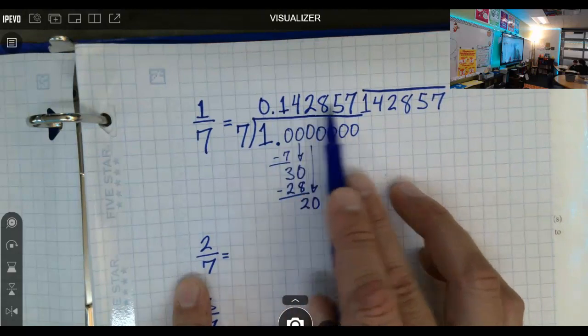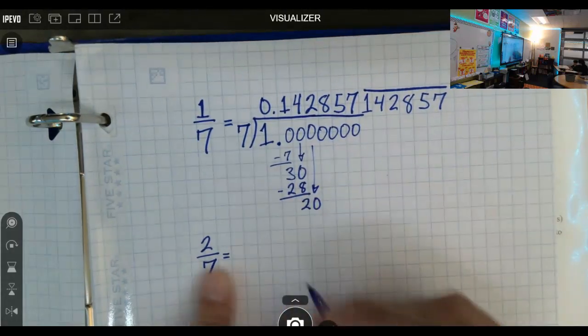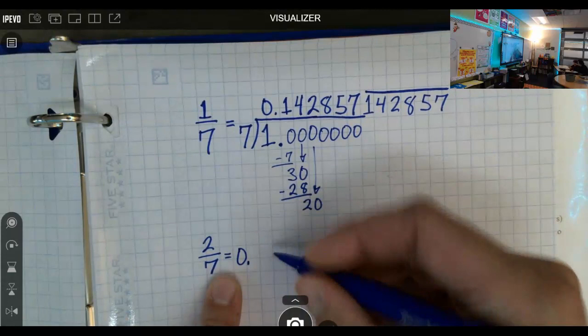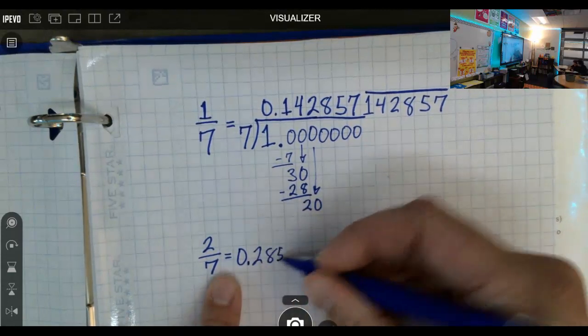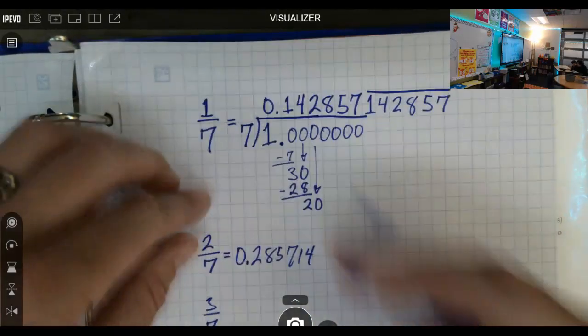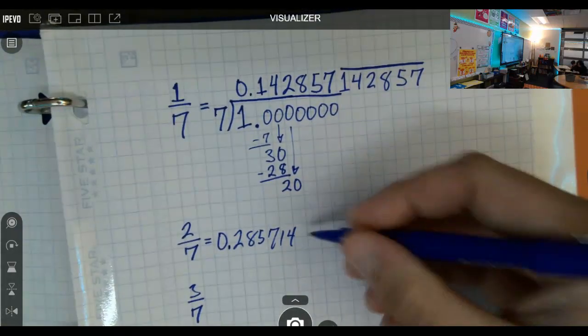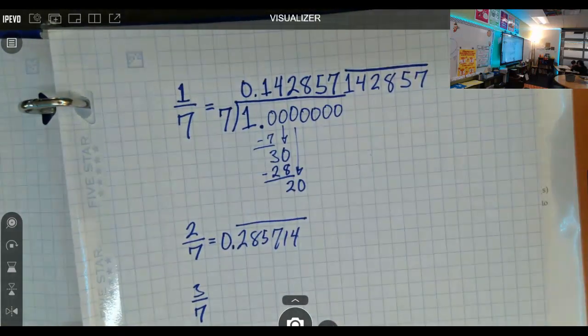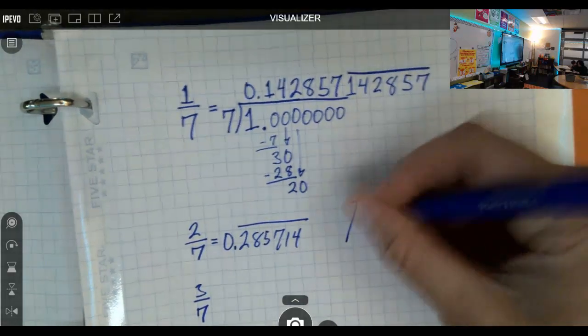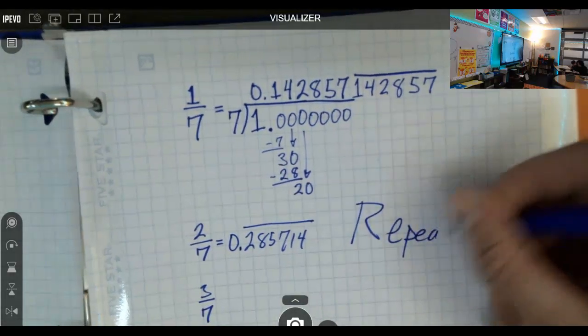Oh, we did this? Yeah, we did. Okay, so what number comes next? 2, 8, 7, 1, 4. So we don't need to write all these down if we did this before. I couldn't remember if it was this class or the other class. So what would we call this then? Repeating or terminating? Repeating.